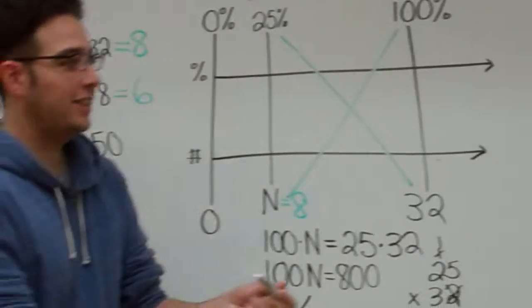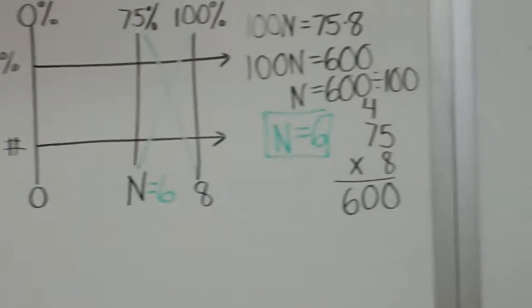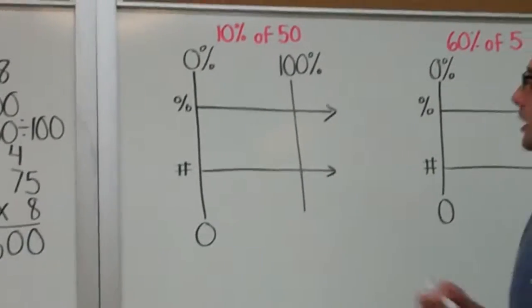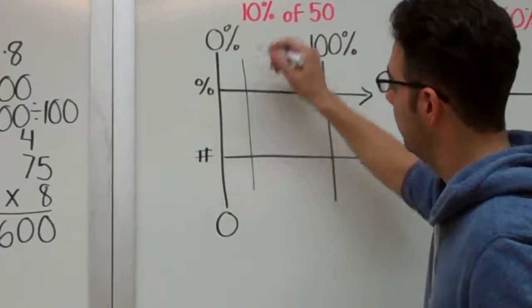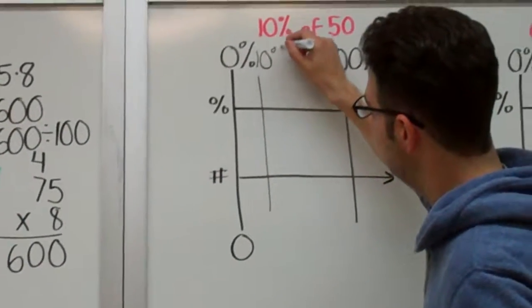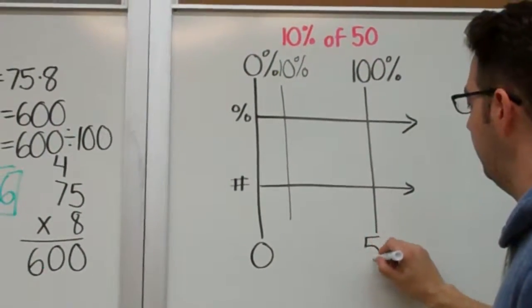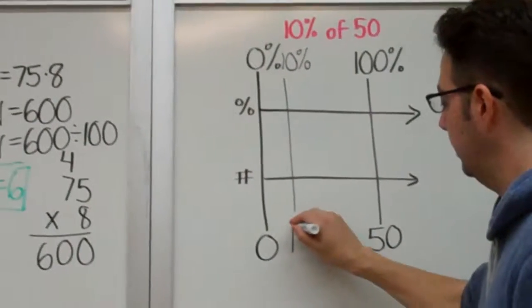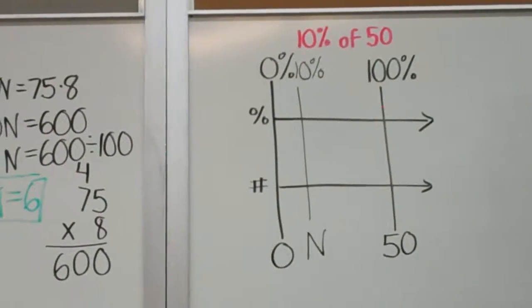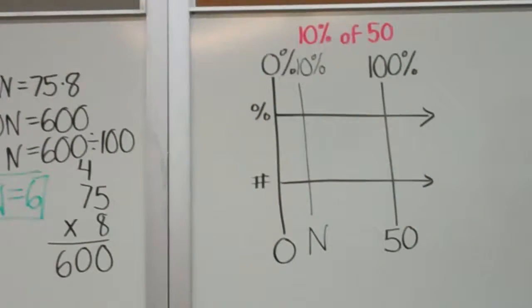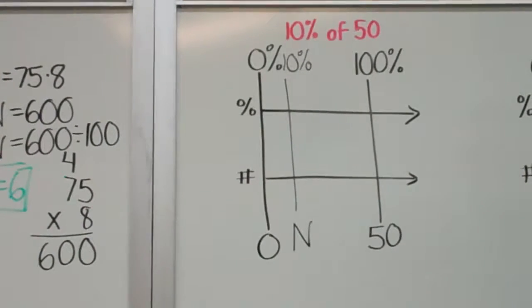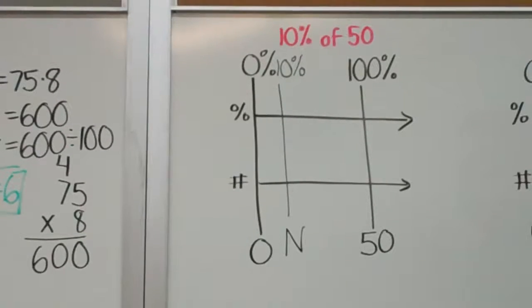Let's move on to letter C. 10% of 50. 10%, pretty close to 0% of 50 goes here. Your n. Why don't we pause the tape now and go ahead and try and do the cross multiplication on your own. So press pause now.